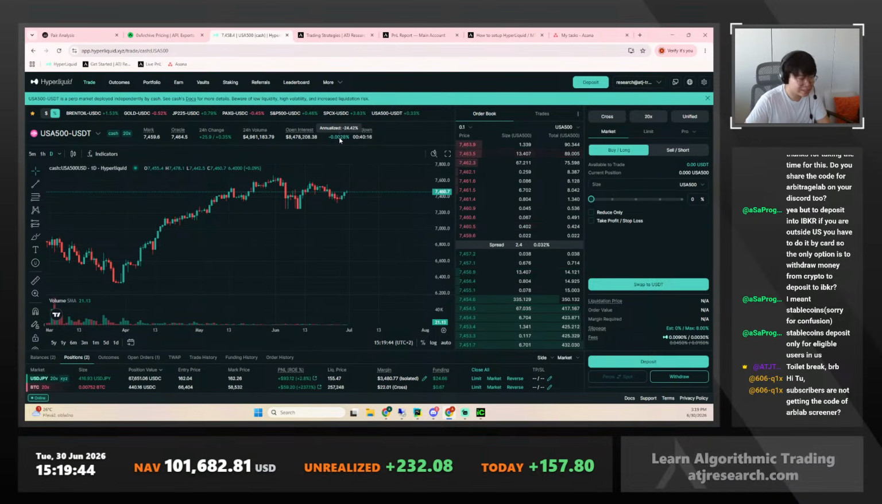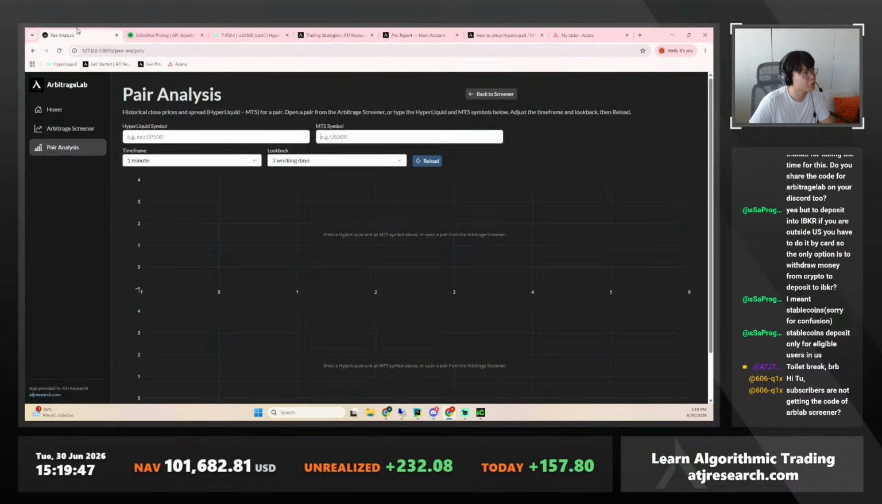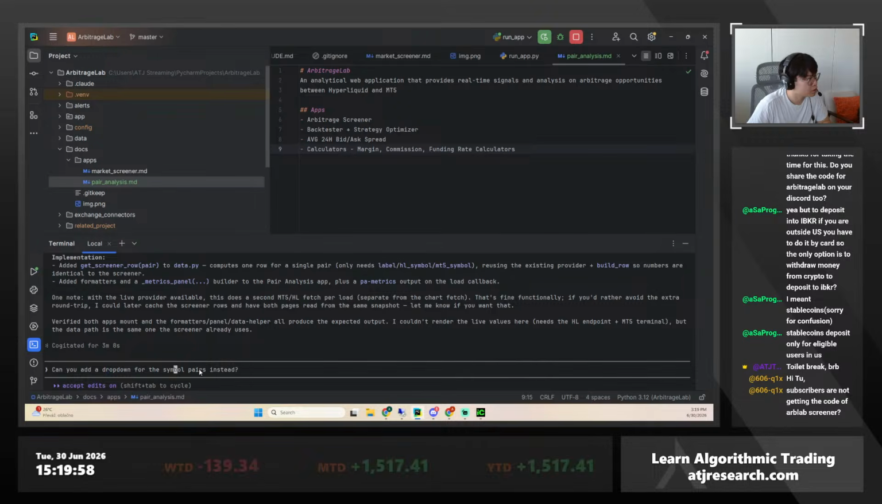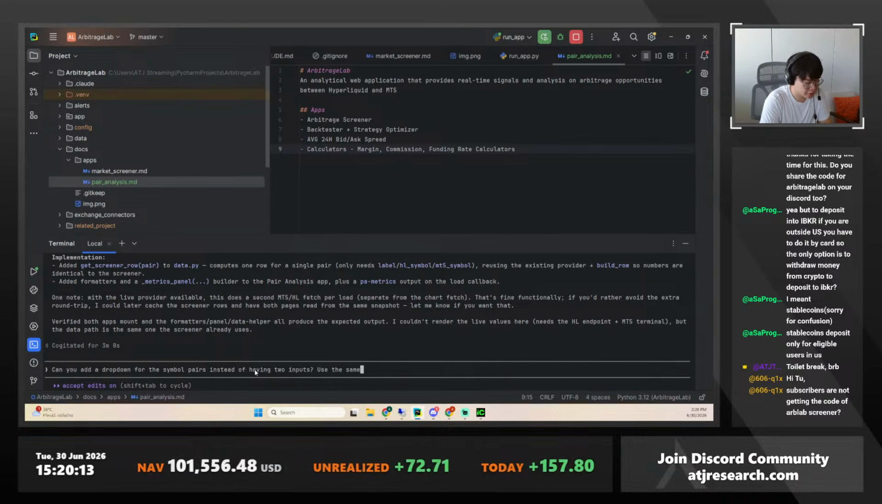But what I'm trying to say mainly is that we have two symbols. So for now, I will combine them. But then I think we'll use the Hyperliquid symbol and we'll map that to the MT5 symbol later. So can you add a dropdown for symbol pairs instead of having two inputs? Use the same symbol mapping that is used in the Arbitrage Screener page.